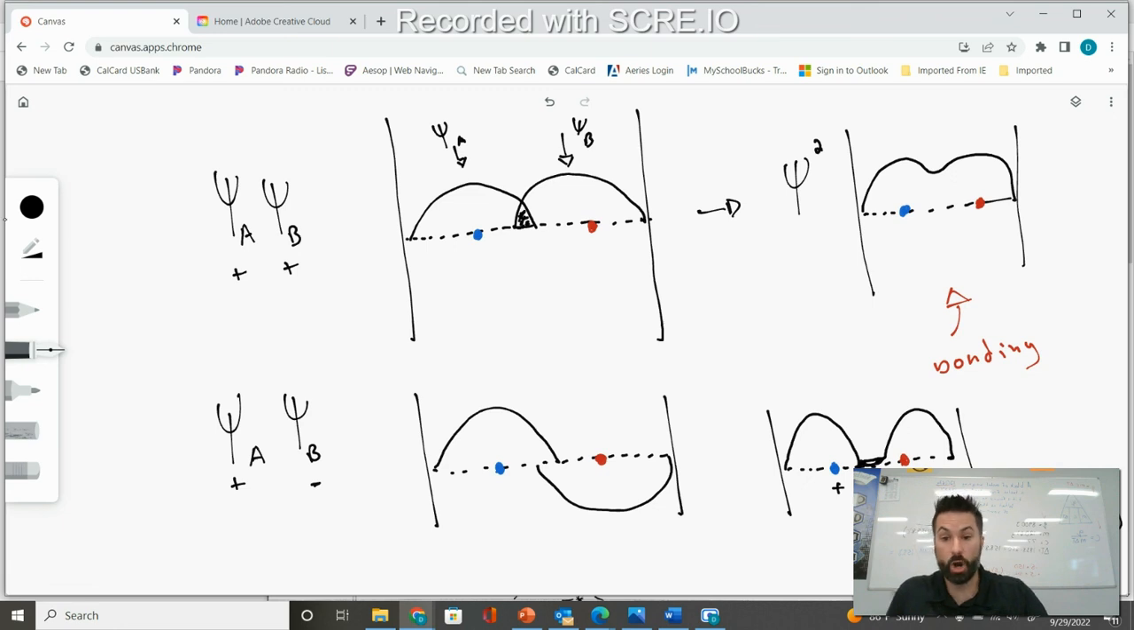So when we are mixing our wave equations and looking at how electrons are going to behave, there are two ways to do it. One, where they constructively interfere and increase the chance of them to be found in between, which is bonding, and one where they destructively interfere, where you actually have no chance to be found in between, and that's called antibonding.